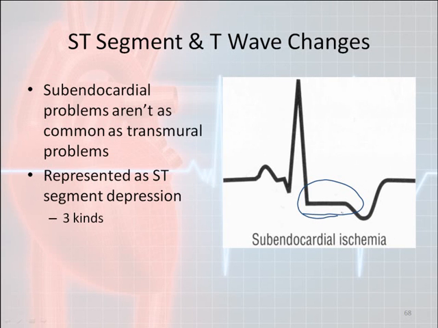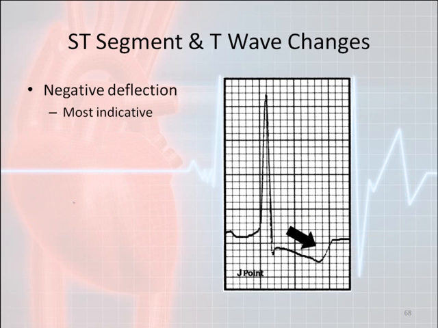Unfortunately, not all ST-segment depression is considered subendocardial ischemia. There are 3 kinds of ST-segment depression. The first is going to be considered an ST-segment depression with a negative deflection. Now, when I say negative deflection, we're going to look at the J point right here, and we're going to travel in a straight line downwards. That is considered a negative deflection.